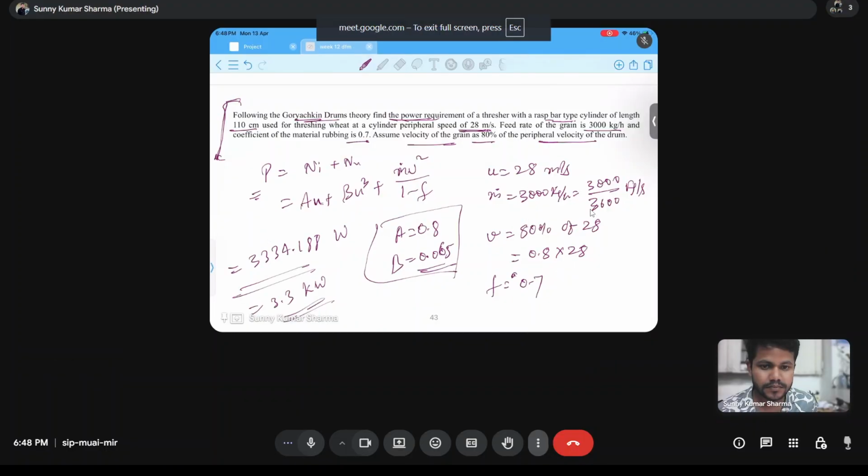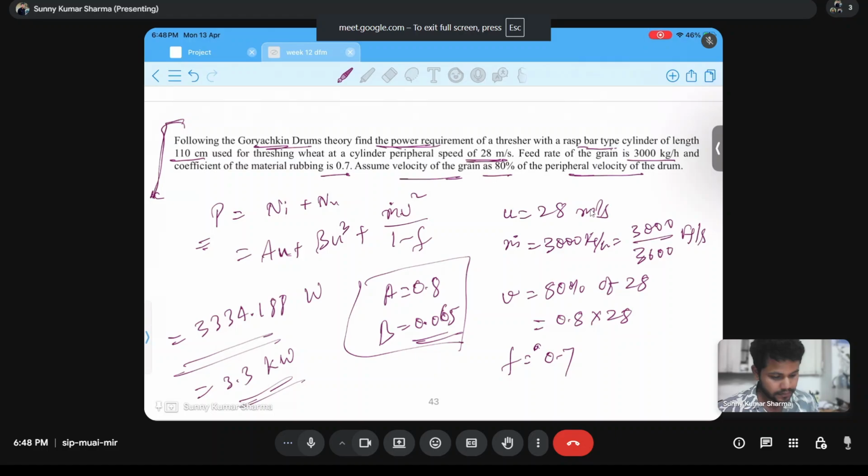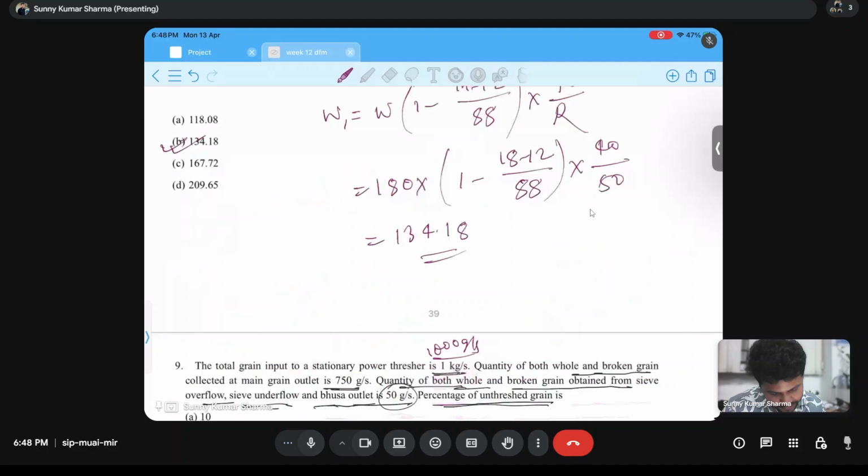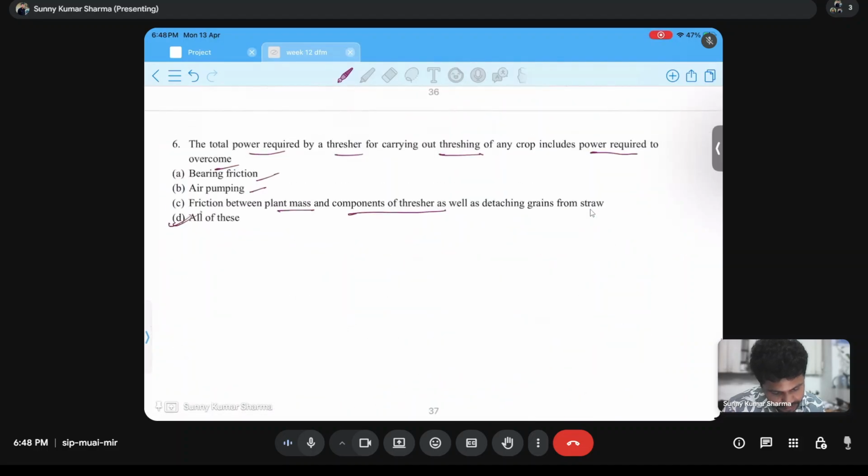Sir, in this week we have got two more questions. The power required by a thresher with zero yield is an indicator of power required to overcome. So that question, both bearing friction and air pumping will be there, no? Yes, yes. This question, right? One more question is there.